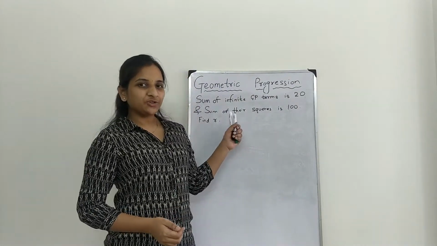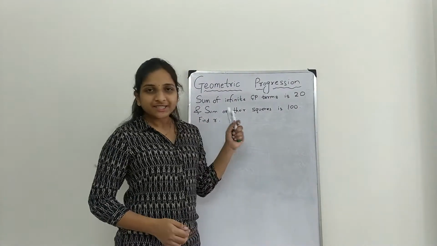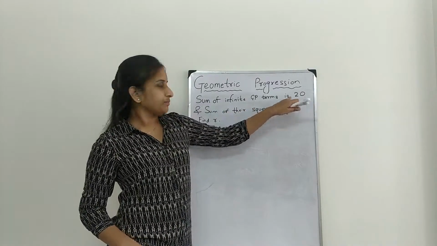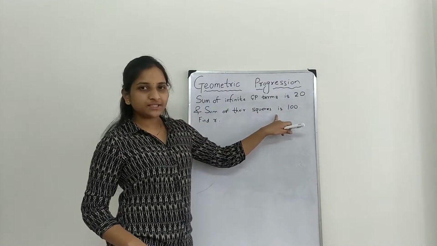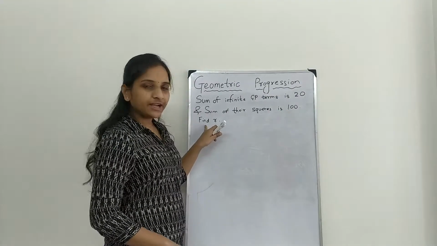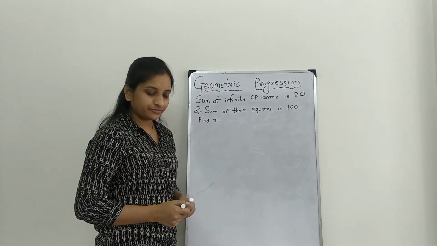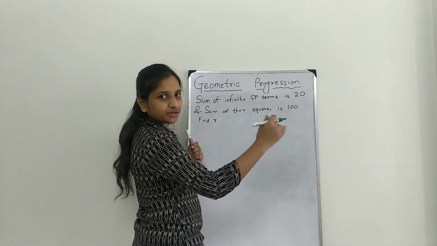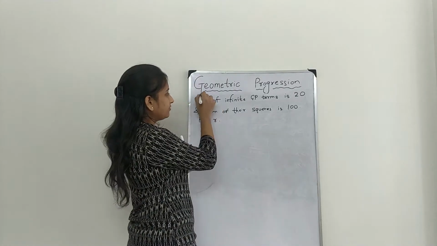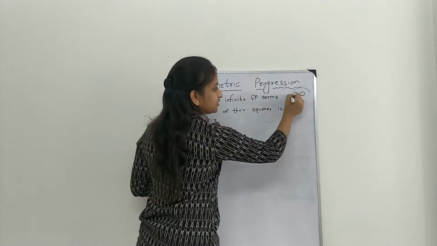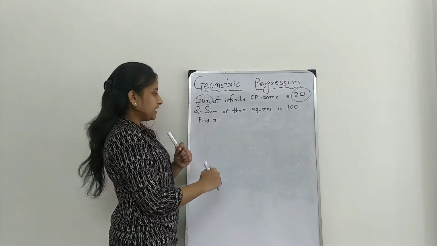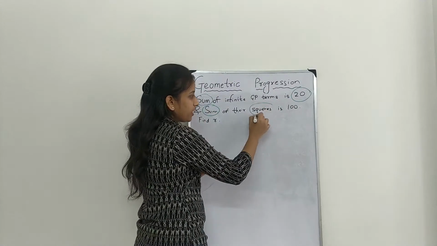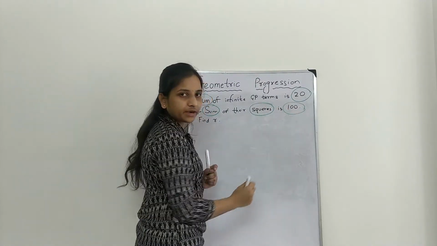Okay students, let's look at this question. The question says the sum of infinite GP terms is 20 and the sum of their squares is 100. Then find R, the common ratio. So what does the question say? There are infinite terms in a GP and the sum of these infinite terms is 20. Okay. And the sum of their squares is 100.